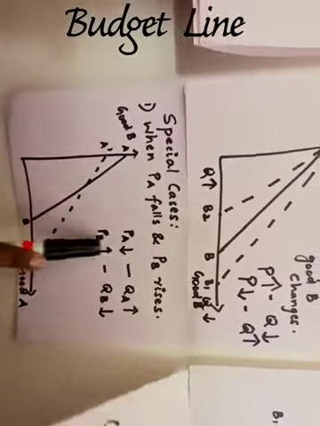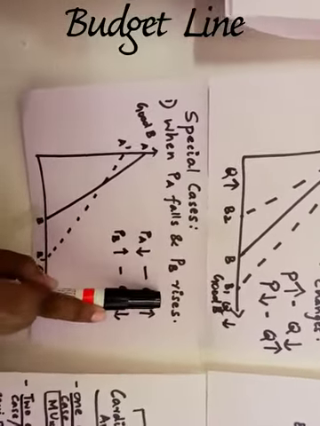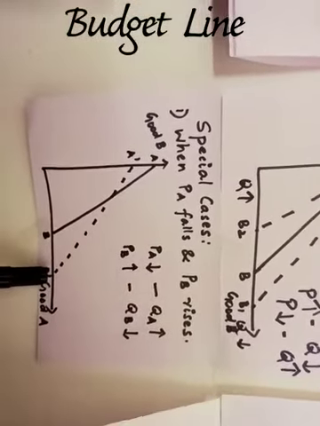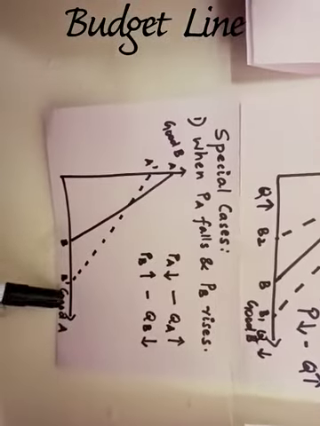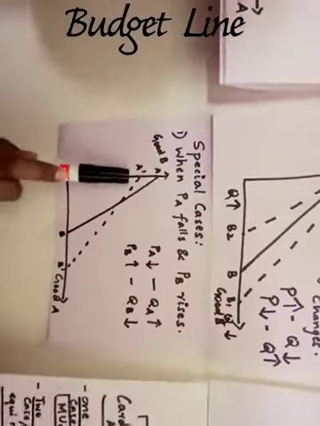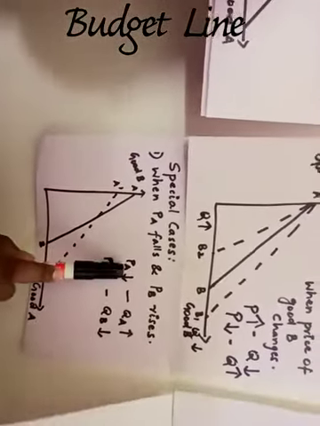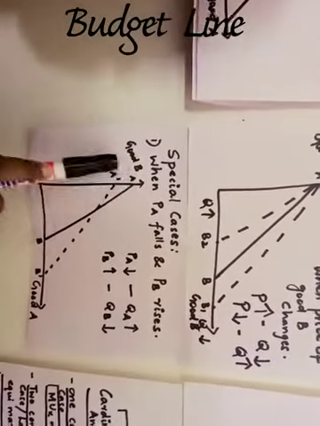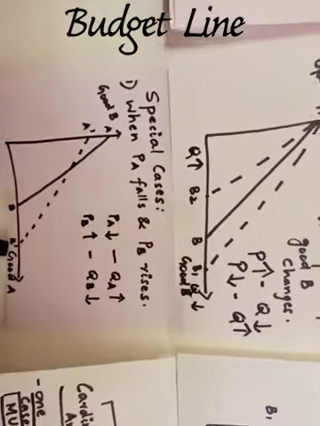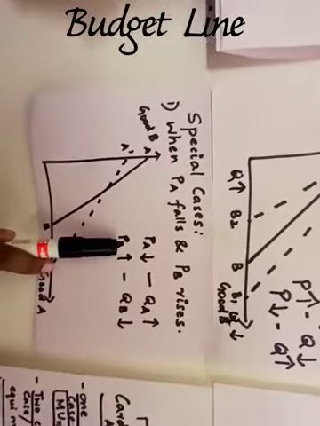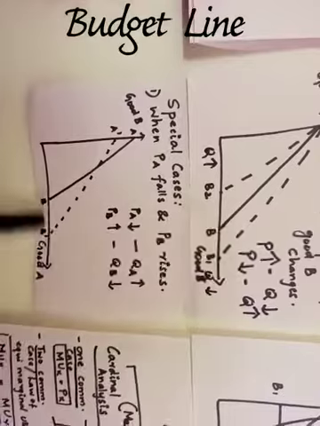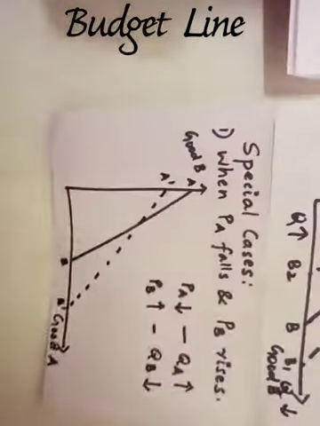And also the price of B has risen. That means you have to now use more income to purchase quantity B. So here you can see when the price of A is falling, the quantity of A is rising, which means you only have to use less income to purchase good A. But the price of good B has risen, so the quantity of B has come down, which means you have to use more income to purchase good B now.